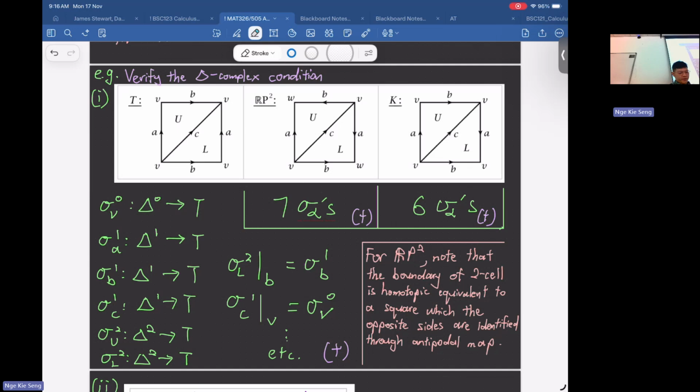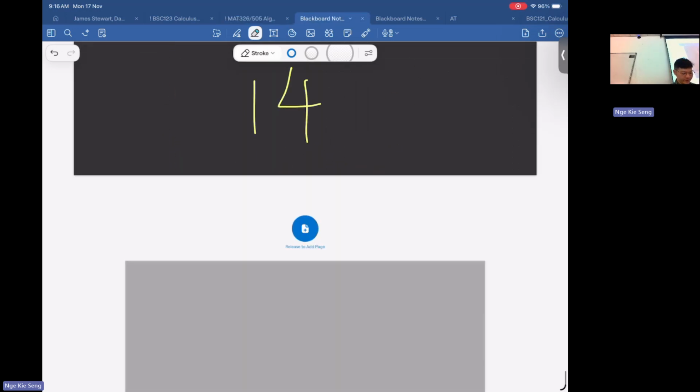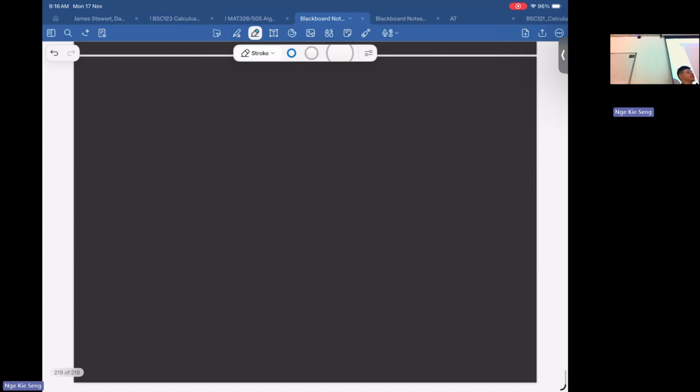No? Okay, if not, we are going to go into our very powerful machinery today, which is chain complex. I think this is something that you've never seen in your mathematical life before. No, we'll see.